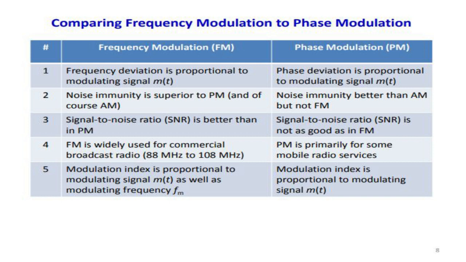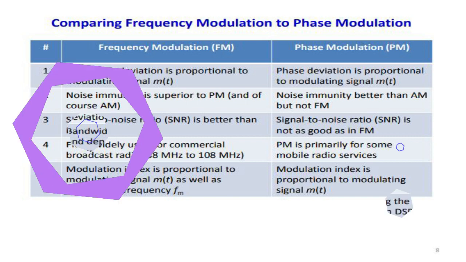While in phase modulation, noise immunity is better than AM but not FM. Signal to noise ratio or SNR is not as good as in FM. PM is primarily for some mobile radio services. And last, the modulation index is proportional to the modulating signal.